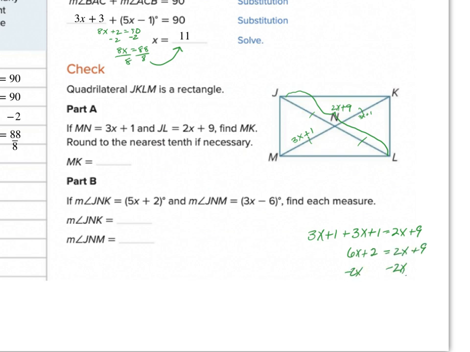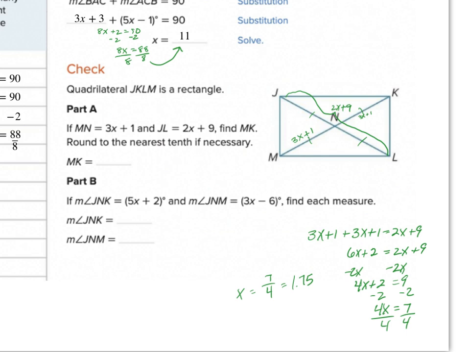Subtracting 2x, 4x plus 2 is equal to 9. Hopefully I'm doing this right. Minus 2 from both sides. 4x equals 7, dividing by 4. So x is going to be 7 over 4, which is the same as 1.75.